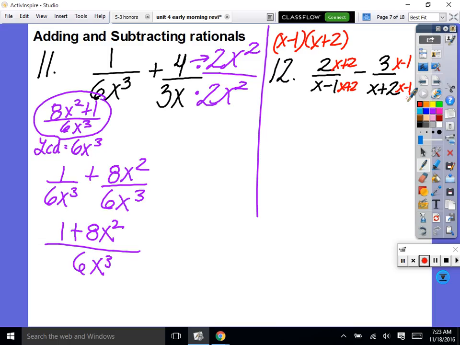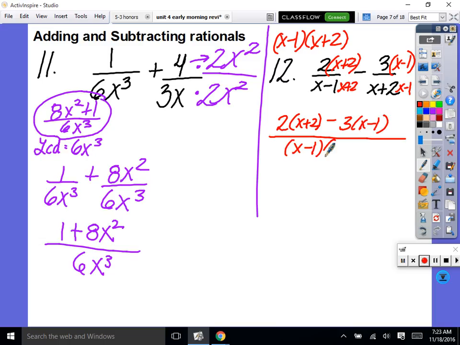Now do not do this. Watch, this is the better one to show you what students were doing in other teachers' classes, which you're not going to do. They were going like this: 2 times x plus 2 minus 3 times x minus 1 all over x minus 1 times x plus 2. Technically that is what we had, but then their students were going like this. Oh, look. That was literally just doing the exact opposite of what you just did. Do you all see that? Okay, so we would not do it like that.